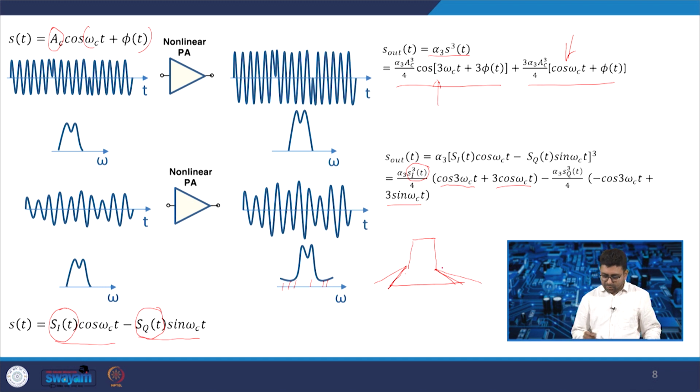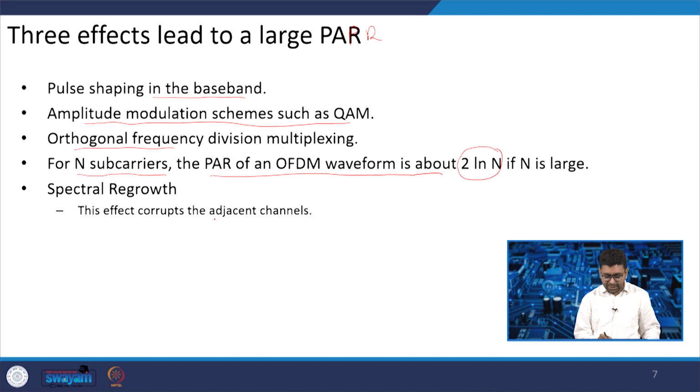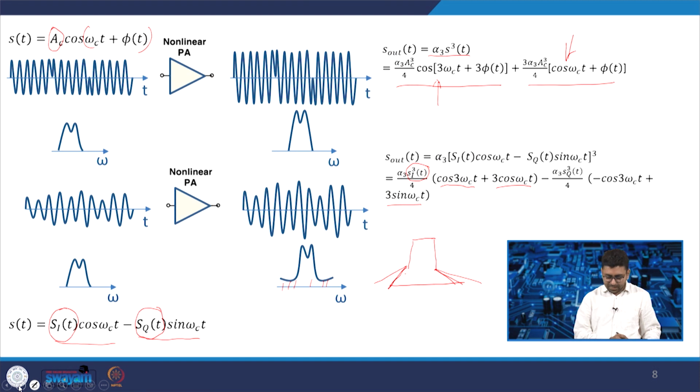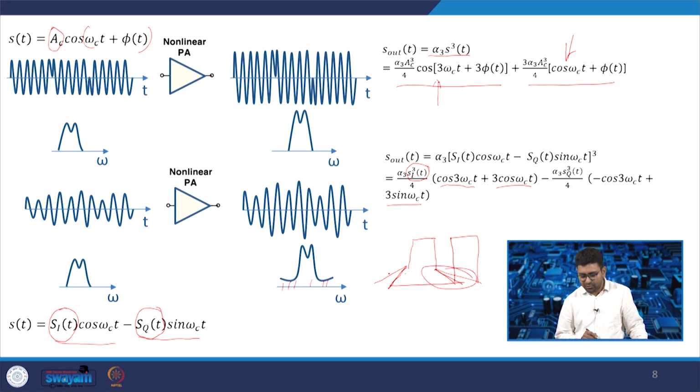We need to avoid the spectral regrowth because, as it is written here, it will corrupt the adjacent channel. Just nearby there is some adjacent channel which is transmitting and receiving, so this spectral regrowth will corrupt the other channel as well. That is why the requirement of a linear power amplifier is high when we are using a complex modulation scheme.